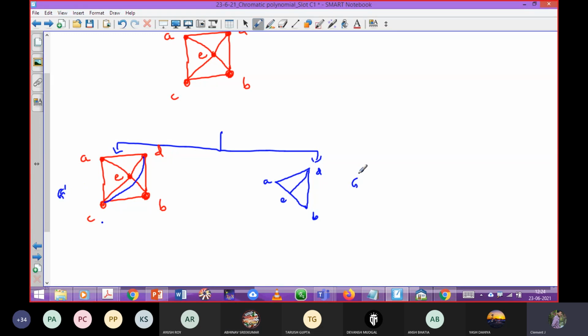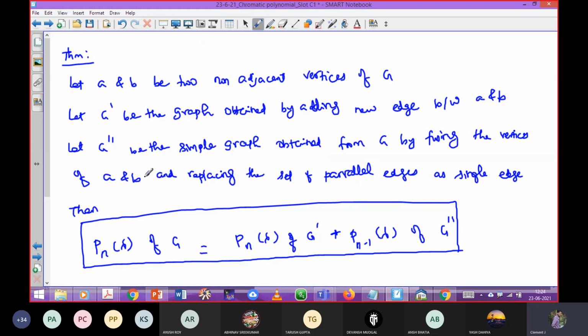So this is G double dash. Now if you look back to your previous step, that's it, the problem is going to complete. See here, first you created one graph G dash, which is nothing but adding one edge between non-adjacent vertices. Next, G double dash is nothing but fusing the vertices, where such edges will be added as a single edge in your new graph, G double dash. So that's the theorem. You continue the same process until you get the shape of a tree and then a complete graph.